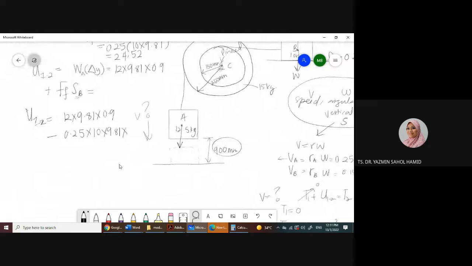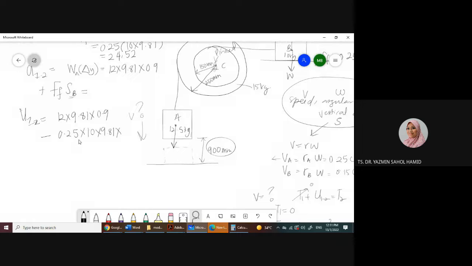So sama dengan tadi 0.25 kali 10 kali 9.81. Kita kena kali dengan SB tadi 0.54. Okay. So ini adalah formula work. So work ni tolong kira dapat berapa? Jawapan ni mesti dalam joule. Work dapat berapa?